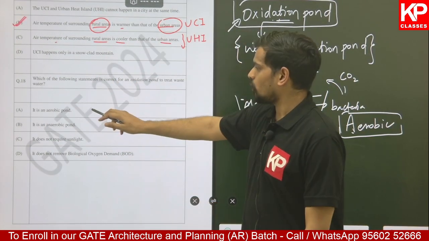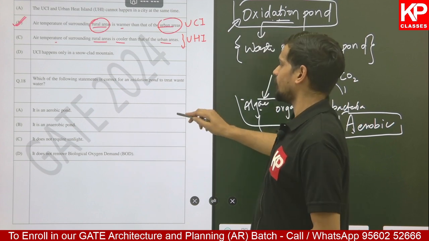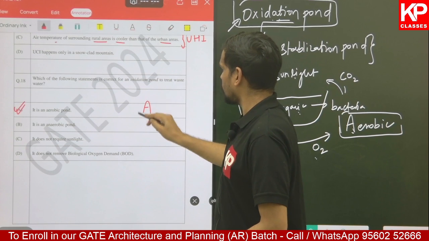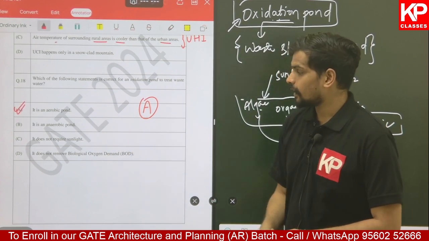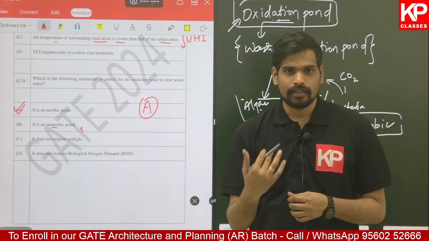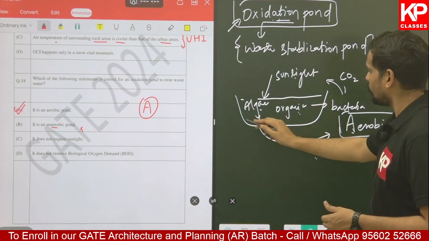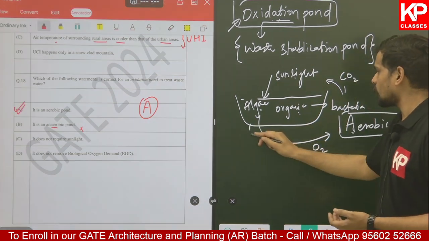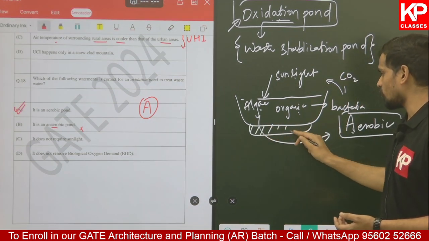So it's an aerobic pond, not an anaerobic pond. Obviously, it is an aerobic pond. So right away, you can tell that option A is the answer over here. If you just look into the other incorrect options too, it is not anaerobic. However, there are anaerobic ditches or anaerobic ponds as well, which are higher in depth, where the sludge settling at the bottom will undergo anaerobic digestion also simultaneously.